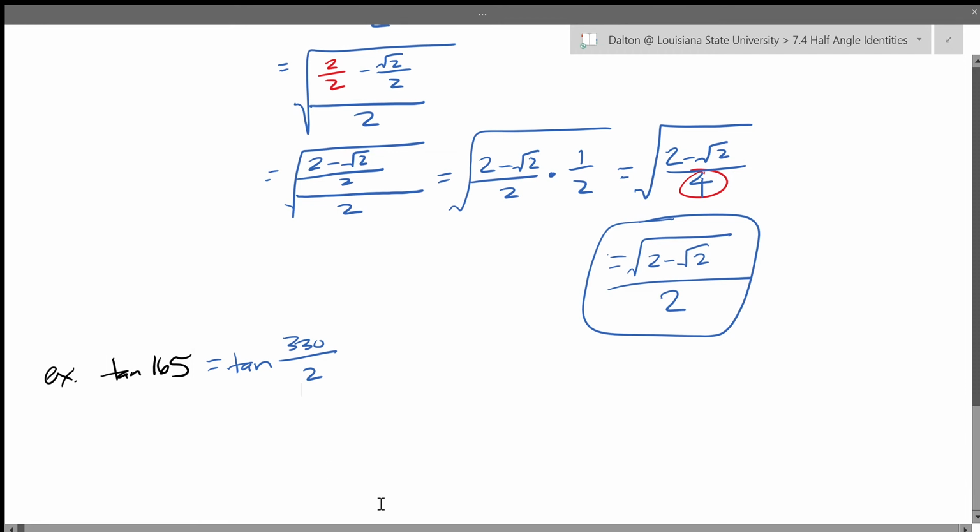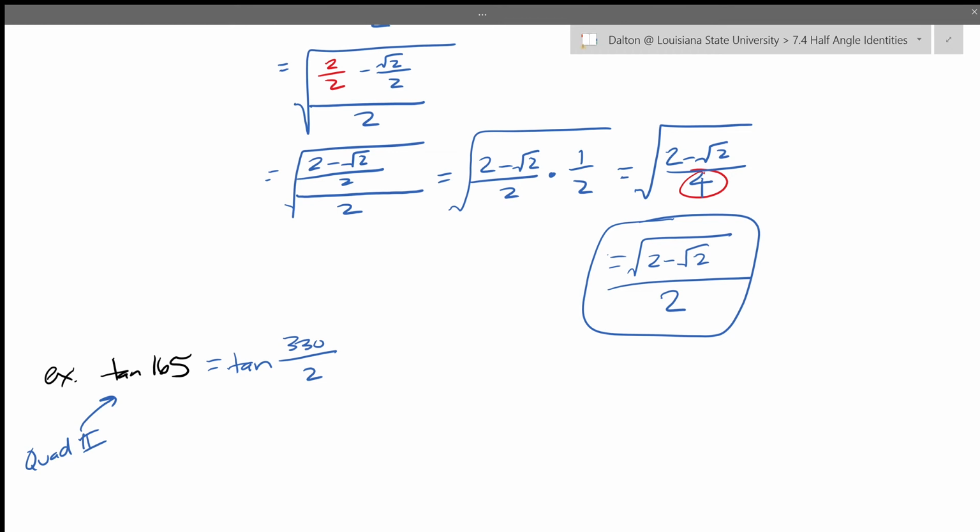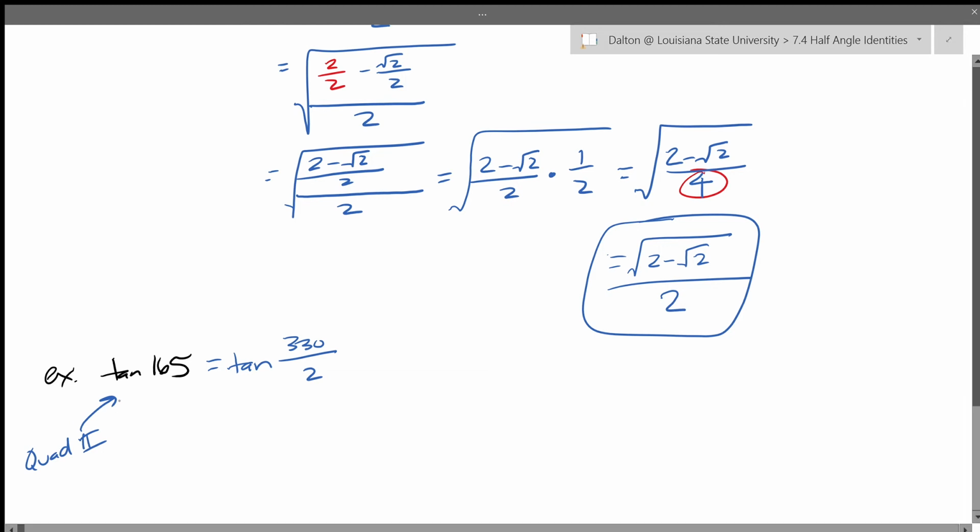Now, the other thing to notice is that 165 degrees is in quadrant 2. So if that is in quadrant 2, then I know that my tangent in quadrant 2 should be negative. And this one's going to be, because that's slope, right? So I know tangent should be negative.